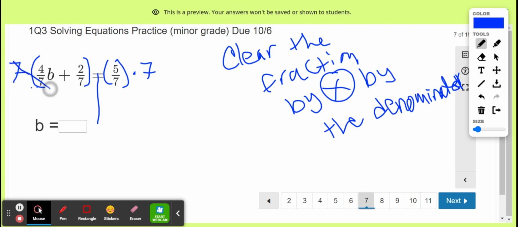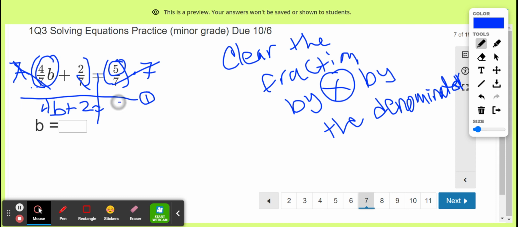So right here, 7 times 4/7 is going to cancel. And after one step, we are left with 4b. And then 7 times 2/7 is going to be 2. And then over here, 7 divided by 7, that's going to cancel. And you're left with 5.